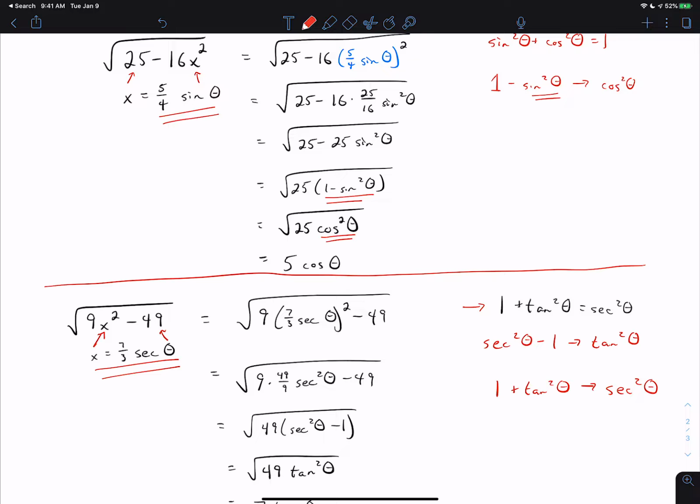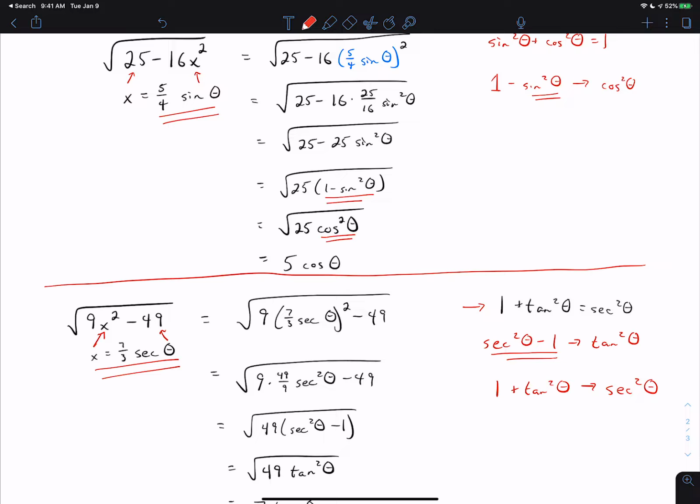Subtraction, the order matters. So if we have 1 minus sine squared, we're going to end up with positive cosine squared, but the sine has to be the second thing in the subtraction. When we have secant squared minus 1, the secant has to be the first thing in the subtraction. On addition, the order does not matter, so it could be 1 plus tangent squared or tangent squared plus 1.